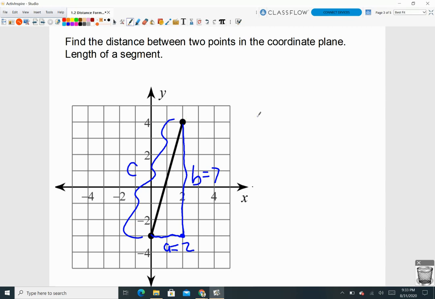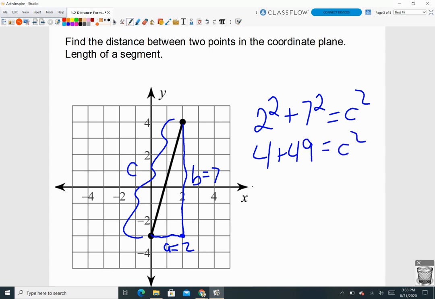So when I set this up, A squared plus B squared equals C squared. Work this out just like you did yesterday. 2 squared is 4, 7 squared is 49, that's 53. But again, that is not your answer. Your answer is not 53. I need to take the square root of that, which is 7.3, when I round that to the nearest tenth.